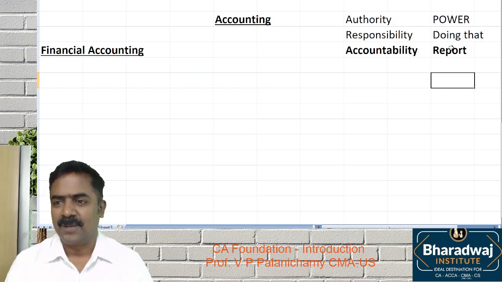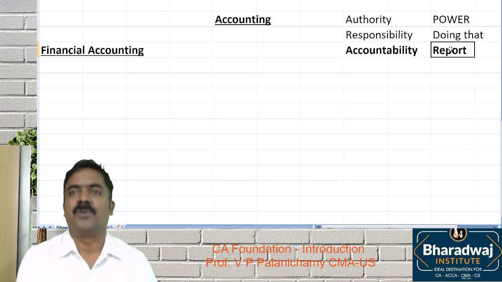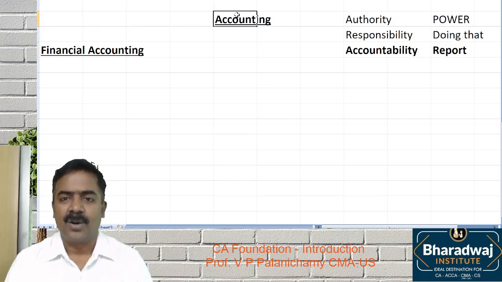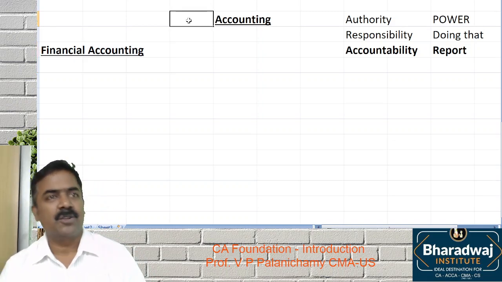Clear? So reporting need not be a financial report. It can be which one? Non-financial reports also. That is why accounting is a broader term. Under that, financial accounting comes. Accounting is a very broad term.